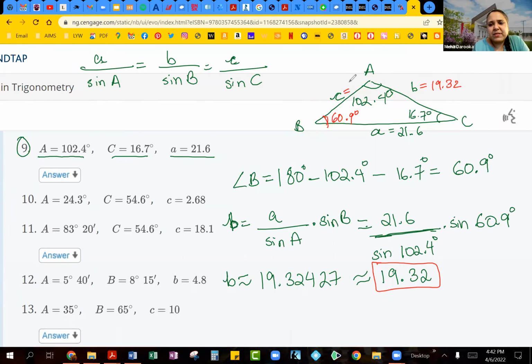So now that leaves us with side C. And for side C, basically we'll be doing the same thing. So you will have C equals, and I'm still going to go back to A divided by sine of A, because remember, as I told you, try and use the given information more and not the information we came up with. So you want to try and avoid using side B if possible, since that's a rounded answer. So we've got, again, 21.6 over sine of 102.4, and then sine of angle C, and angle C was what, 16.7?